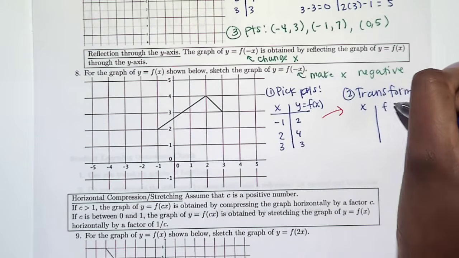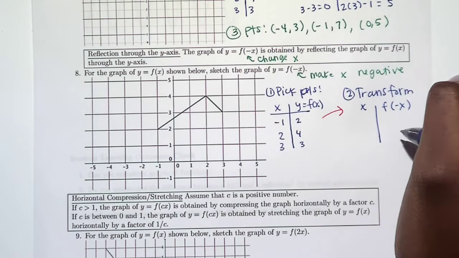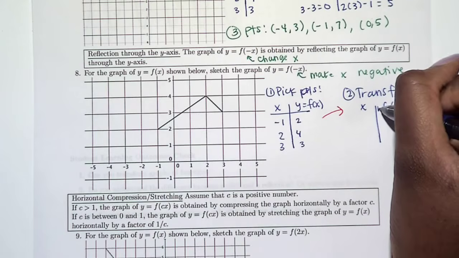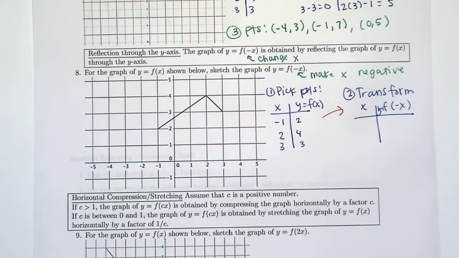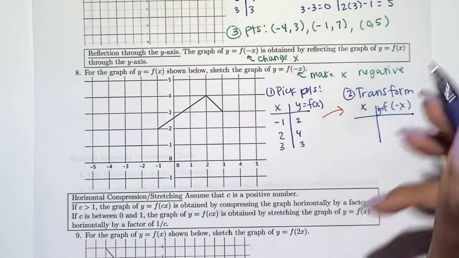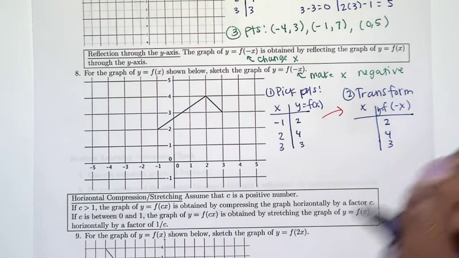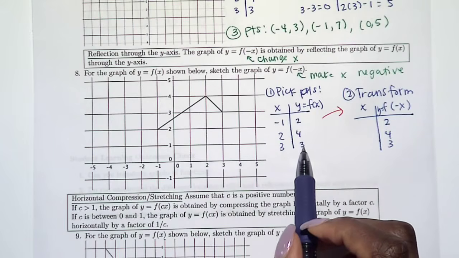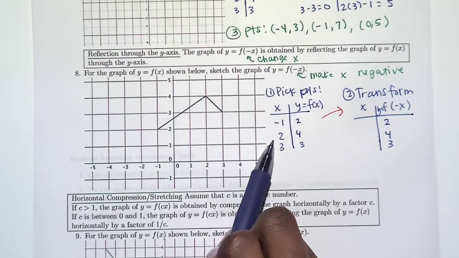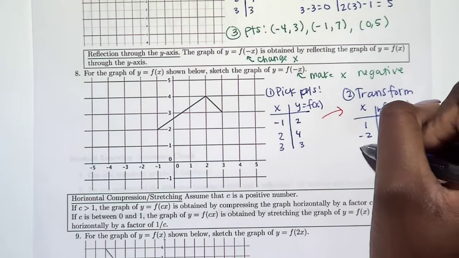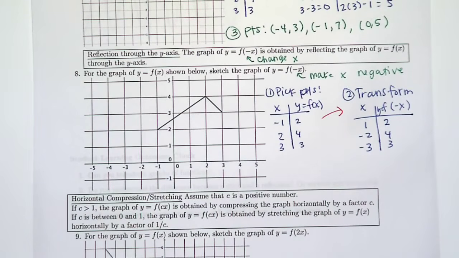This time we want f of negative x. Are we changing the y values at all? No, the only thing we're doing is making x negative. So we're doing 2, 4, and 3 as our y values just like before. But here, we just want the opposite of what x was, make it negative. So we're going to have 1, -2, -3.